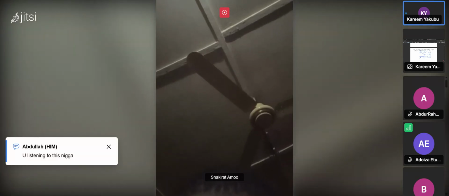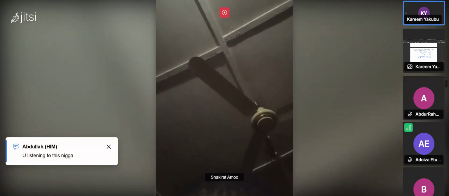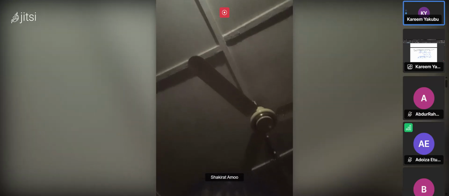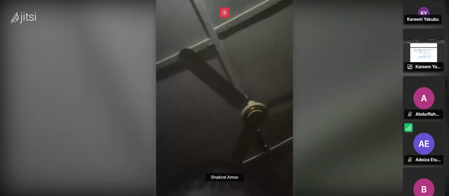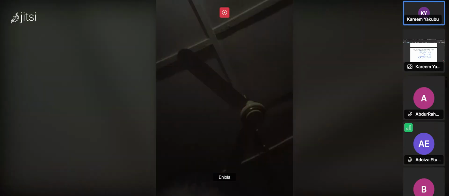If you do it this way, you hardly make mistakes or miss it. So the answer here is option C, 789,452.63. That's option C, this option here. I hope this is very clear.